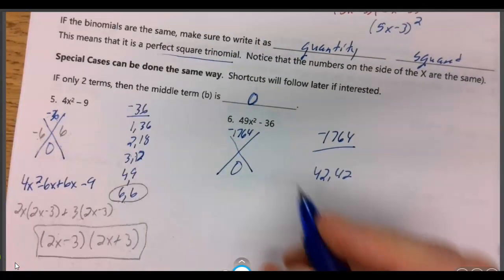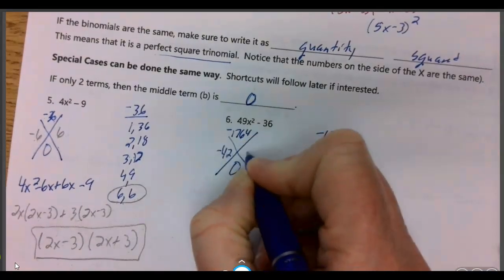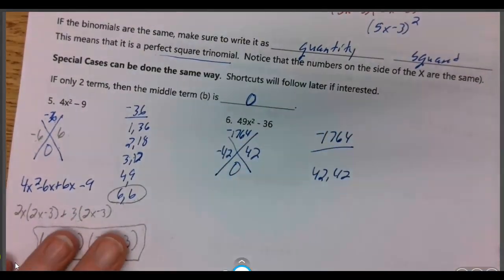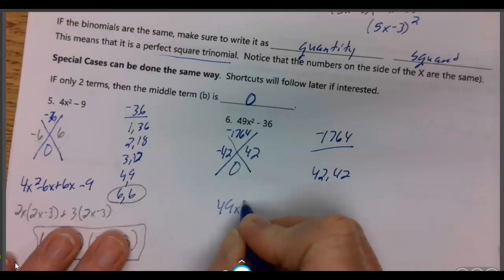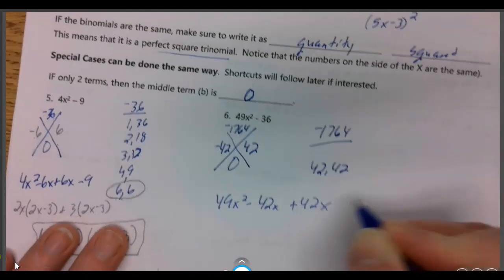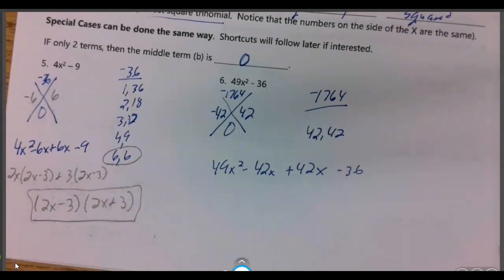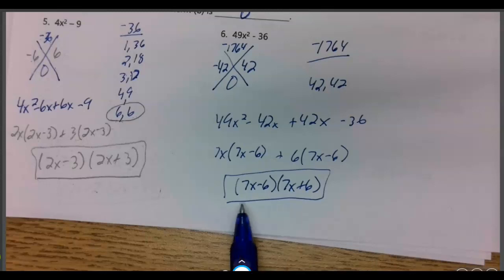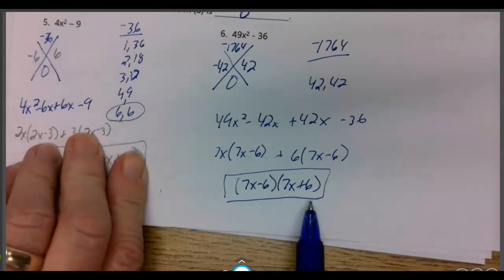Okay? So one of them's positive, one of them is negative. I'm going to make this one negative so I don't have to factor out a negative. So I have 49x squared minus 42x plus 42x minus 36. Go, you solve it. So by factoring it, you would have found out that it was 7x minus 6 and 7x plus 6.